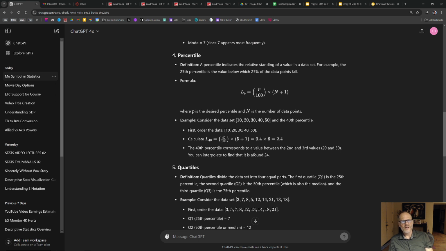And then we have percentile. Percentile shows us how much data is above and below a certain point. So a percentile indicates the relative standing of a value in a data set. For example, the 25th percentile is the value below which 25% of the data points fall. And so you could calculate any percentile with this formula here. And here's the notation we use to represent percentile.